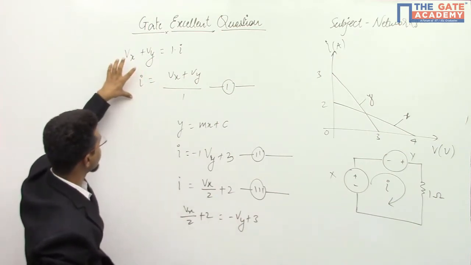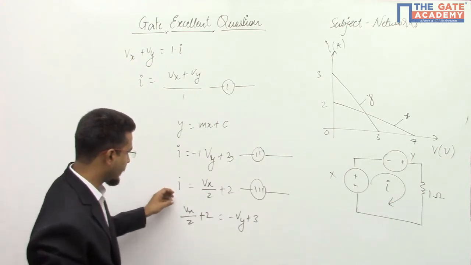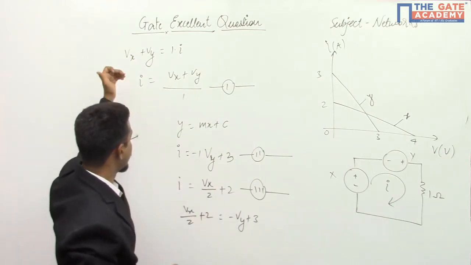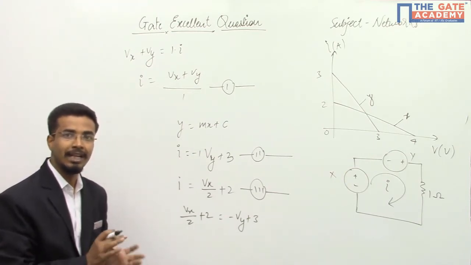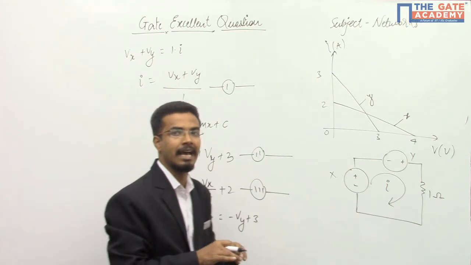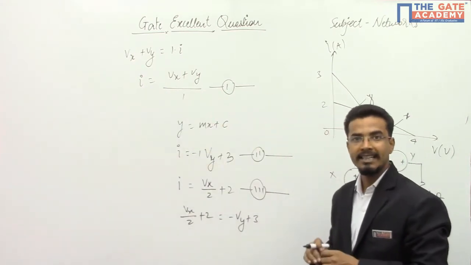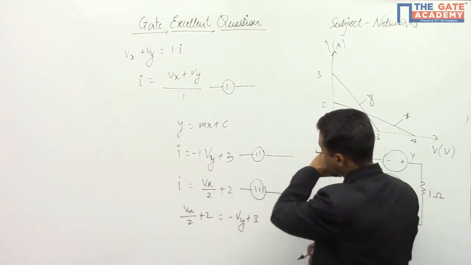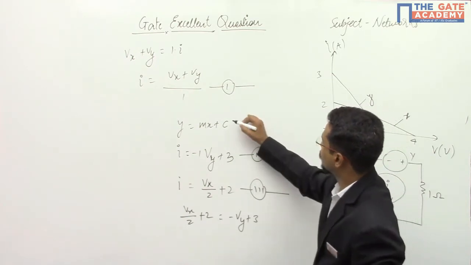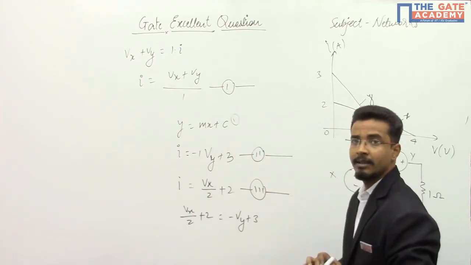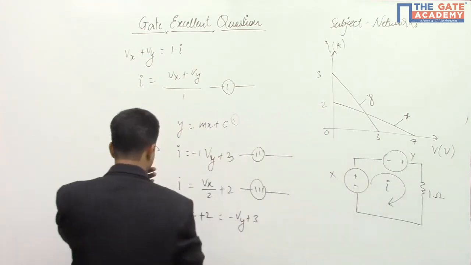Now you have one relation here and one relation here. You just have to calculate the value of Vx plus Vy and you will get the value of I from here. My interest is to correlate the things as easily as I can. My interest is not to solve the equations here, but to show you how to approach such numericals where the graph is present. I am using only this line equation to solve this entire question. So now we will try to solve.